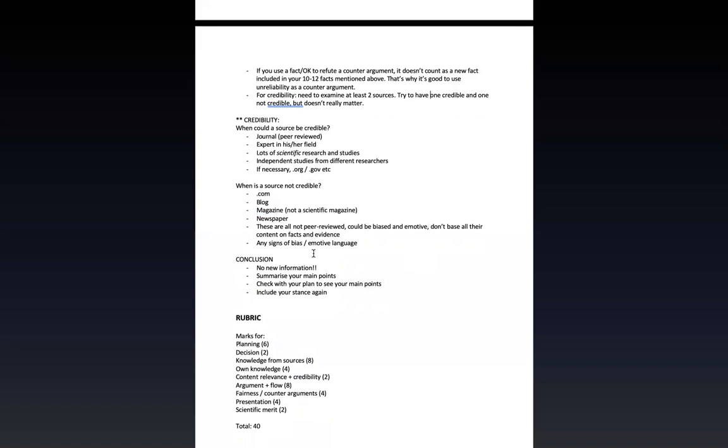And if there's any sign of bias or emotive language, or something like a spelling mistake, this obviously doesn't lend to the credibility of the source. So you could use that as an argument for why it's not credible.